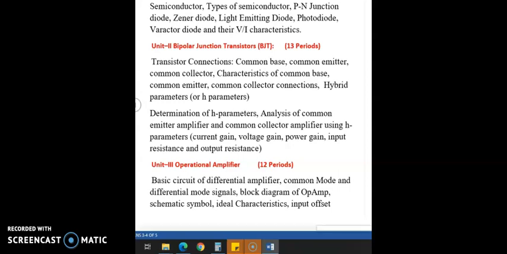Here some books are given. Books are recommended. Principles of Electronics by V.K. Mehta, S. Chand publication. Second one, Principles of Electronics, V.K. Mehta, Multicolor Illustrative Edition.